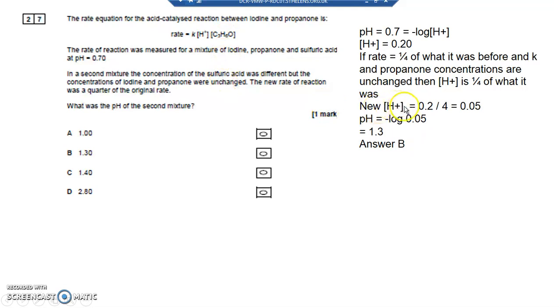So the new H+ concentration is a quarter of what it was. 0.2 divided by 4 is 0.05. What's it actually asking me now? The new pH. So pH is minus log to the base 10 of hydrogen ion concentration. This is the new hydrogen ion concentration. Minus log to the base 10 of 0.05 is 1.3. So your answer is B.